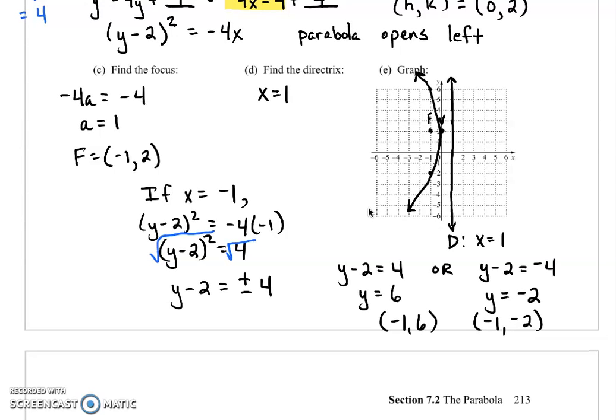Okay, we'll have one more video that will talk about an actual application of this type of parabola in the real world. So these are actually useful.